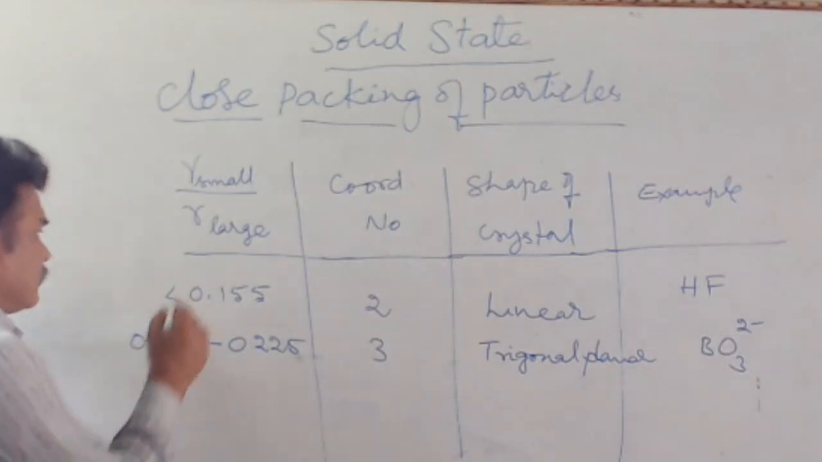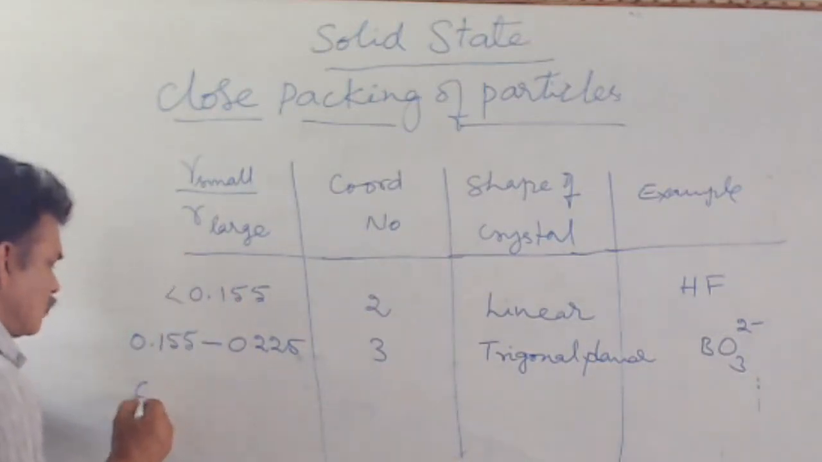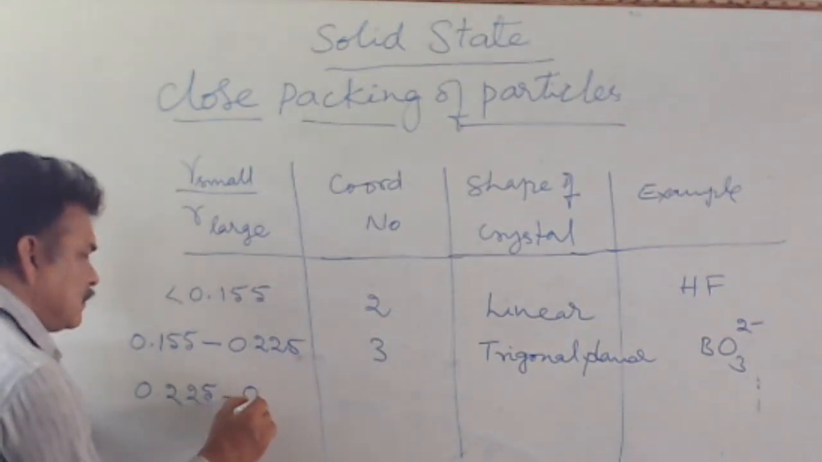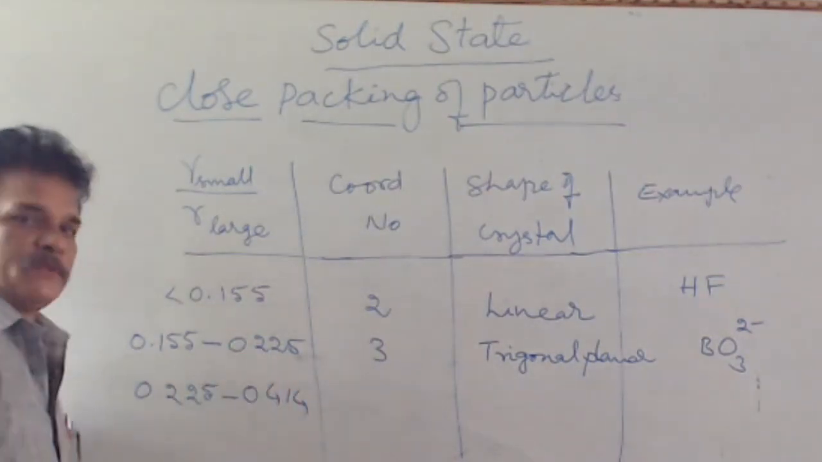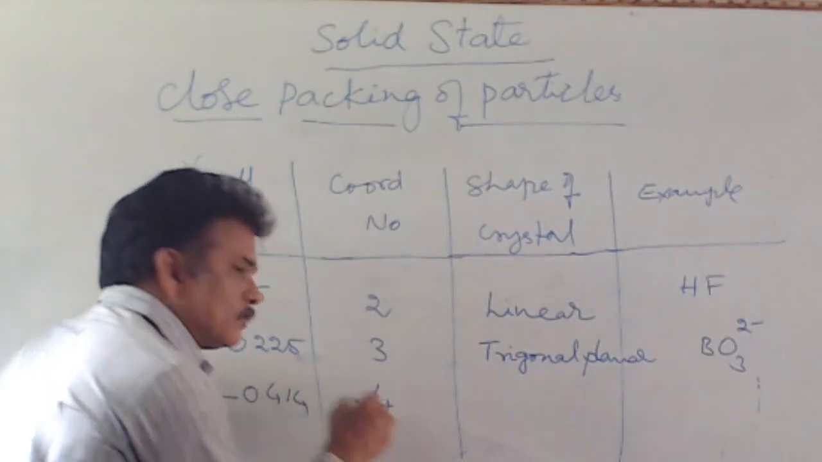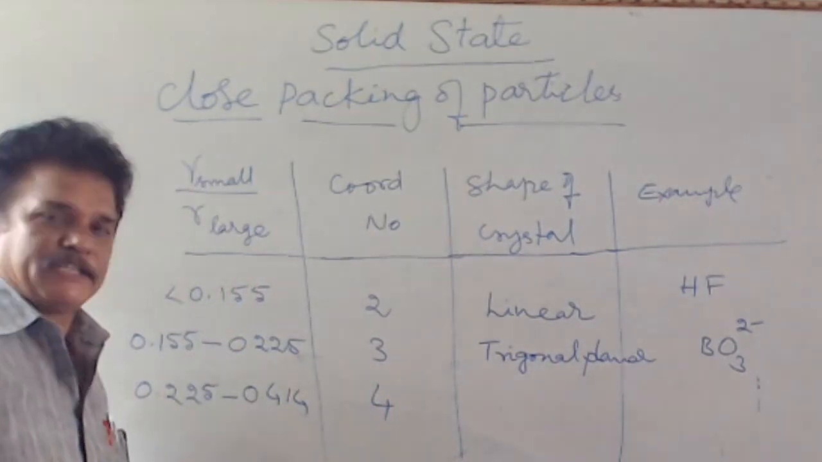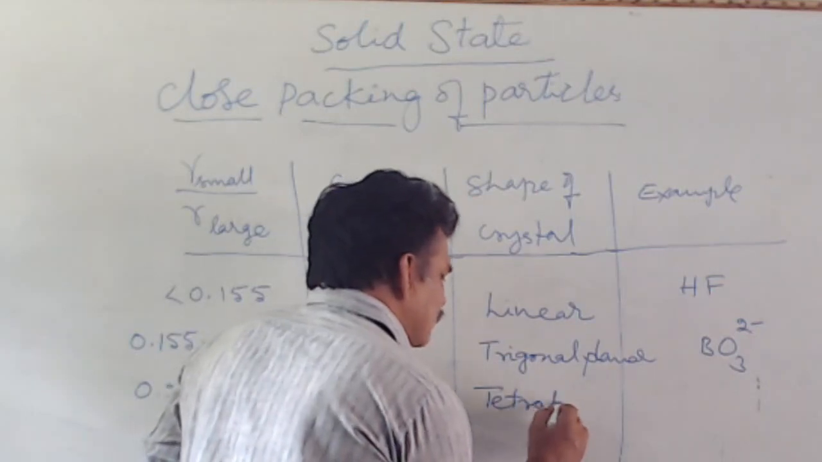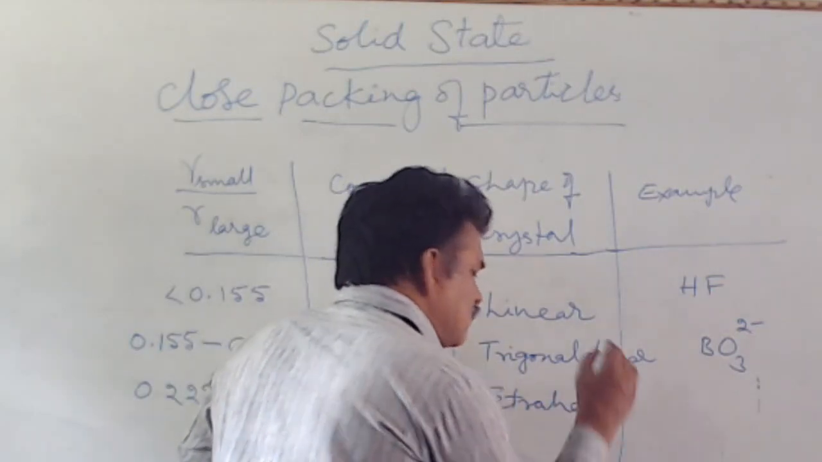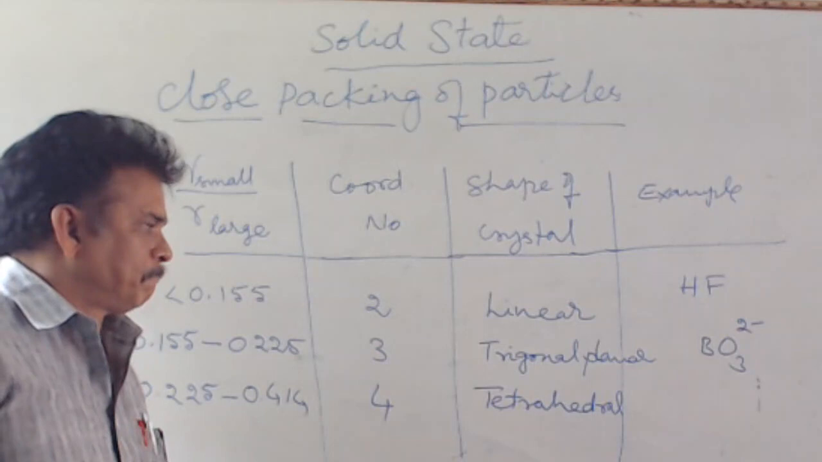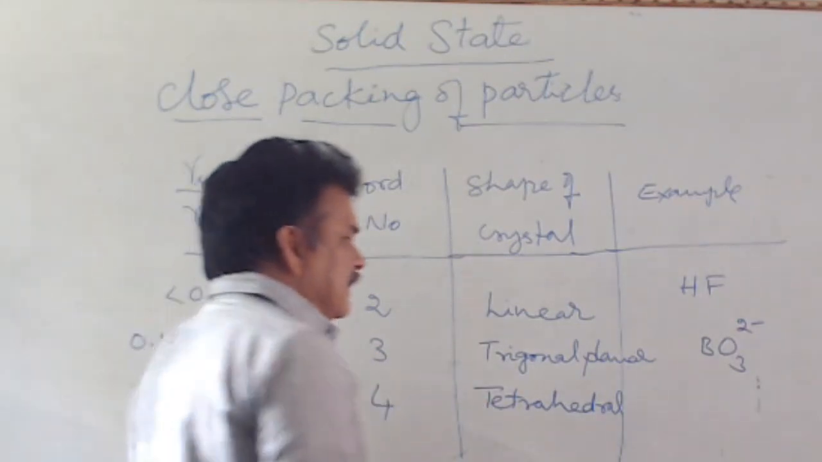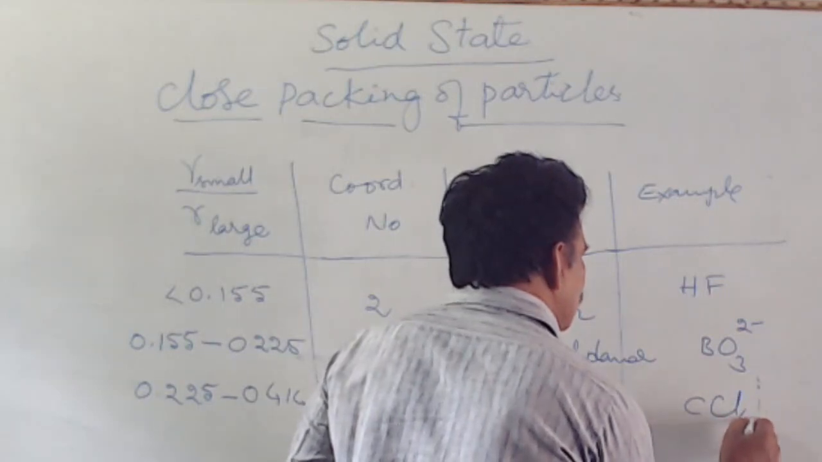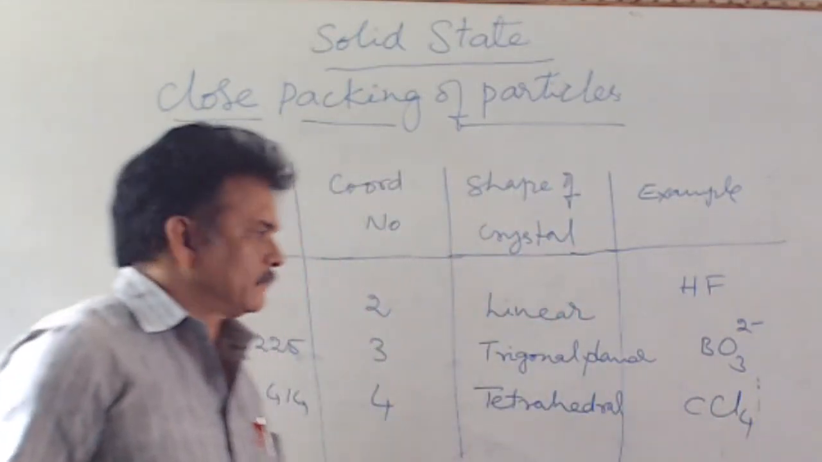Next, if the radius ratio is 0.225 to 0.414, then the coordination number is 4. If this coordination number is 4, then the shape of the molecule is tetrahedral. And an example for a tetrahedral molecule is CCl4 or CH4, etc.